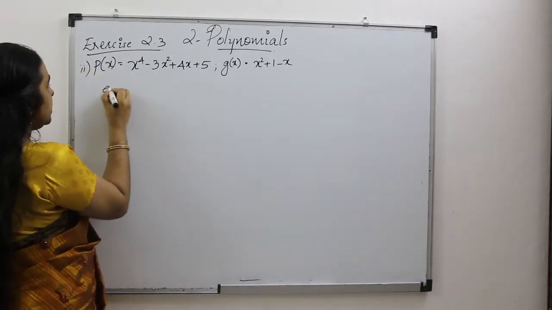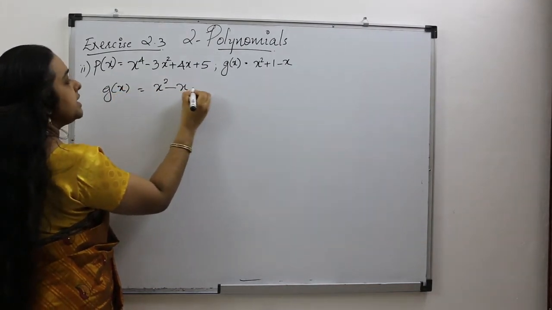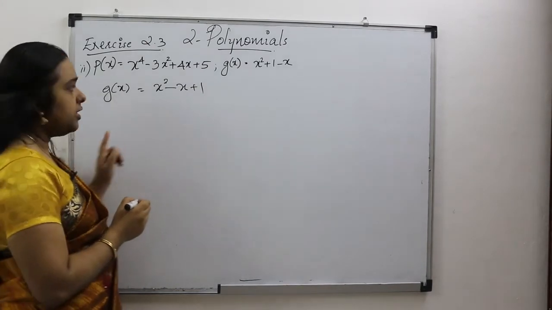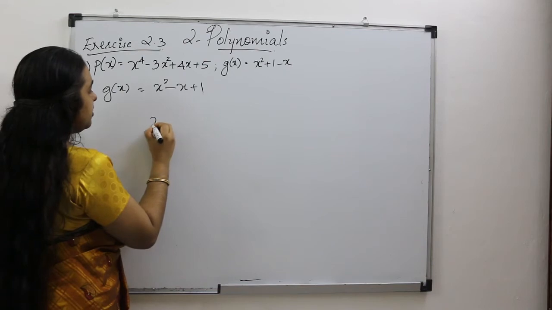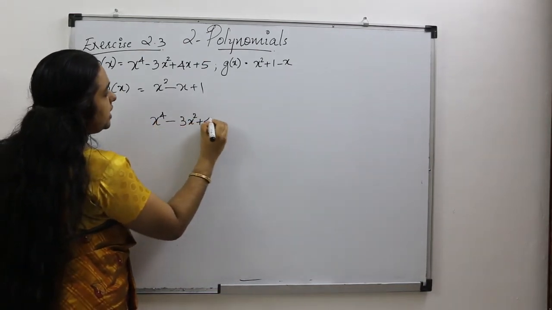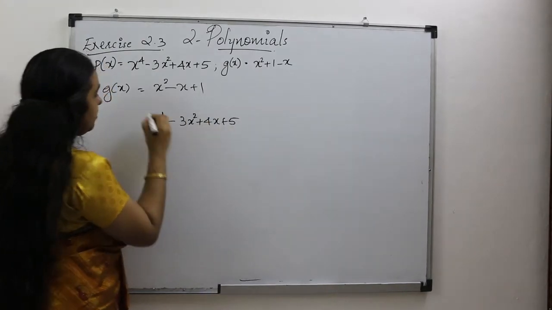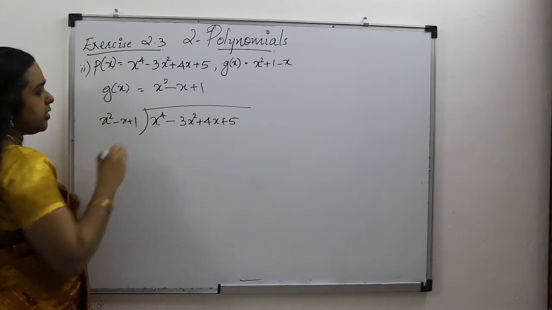g of x is equal to x square minus x plus 1. This is a general form of a second degree polynomial. So directly we can move on to our division process. x raised to 4 minus 3x square plus 4x plus 5 divided by x square minus x plus 1.